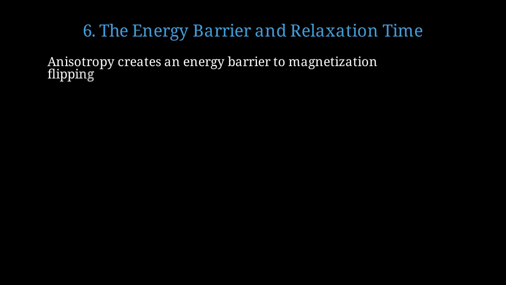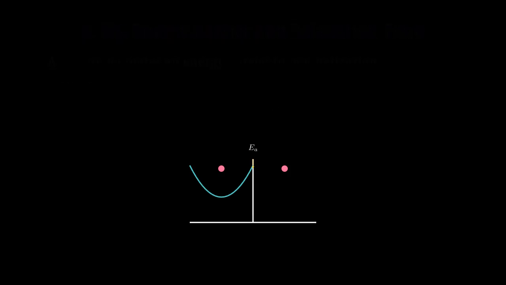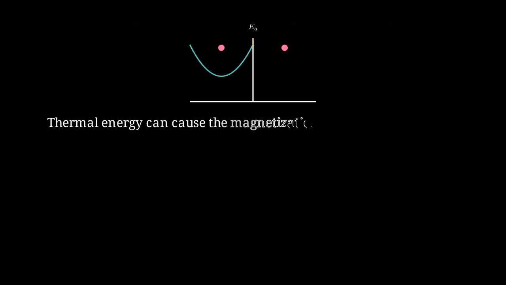Magnetic anisotropy creates an energy barrier that the magnetization must overcome to flip from one orientation to another. The anisotropy energy barrier equals the anisotropy constant K times the particle volume V. This creates a double-well energy landscape. The magnetization sits in one of the two energy minima, separated by an energy barrier. Thermal energy provides random fluctuations that can kick the magnetization over this energy barrier.